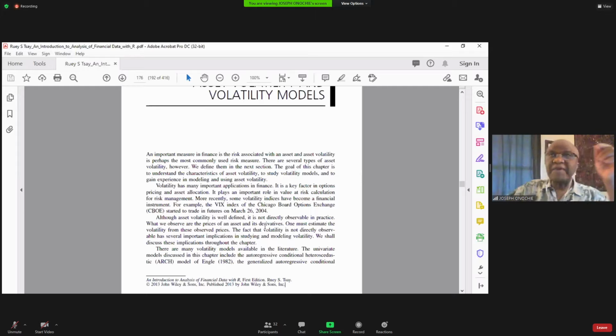Or I can begin with the price of a call option on Facebook. And with the price of the call option on Facebook, I can calculate the volatility of the price of the option on Facebook. What am I trying to find out? I'm trying to find out how risky Facebook is.